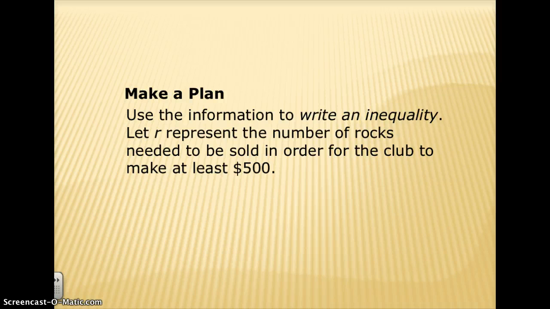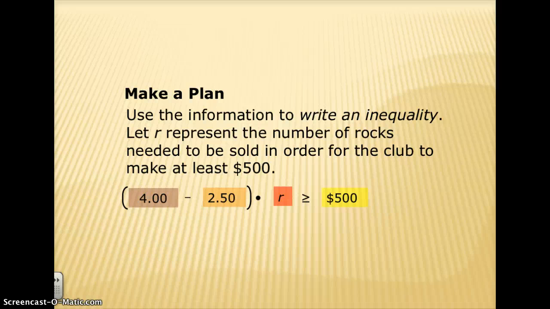Let's pick a variable, so we'll choose r to represent rocks, and let r represent the number of rocks needed to be sold in order for the club to make at least $500. Now we know it's an inequality because it says at least. So that means that we could reach that amount or we could go over 500. So think about what we need to do. We need to take $4 minus the $2.50 to find out the amount of money we're going to make per rock. Multiply that by r, and that amount needs to be greater than or equal to $500.